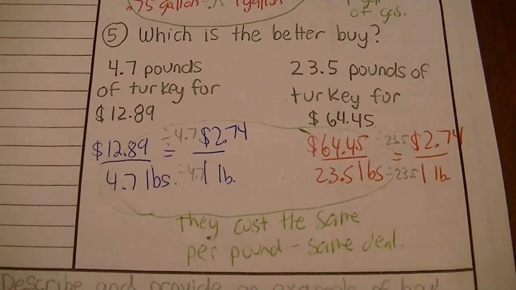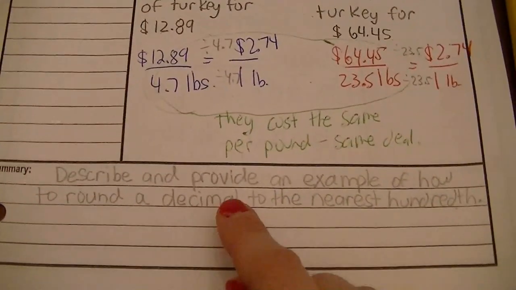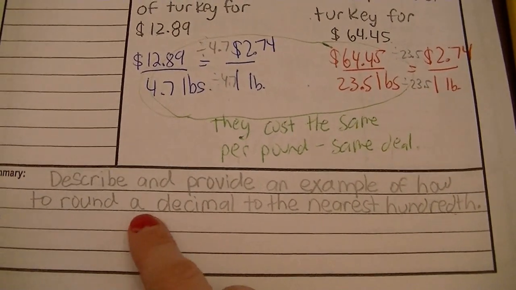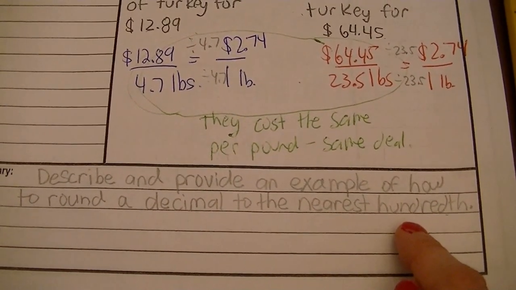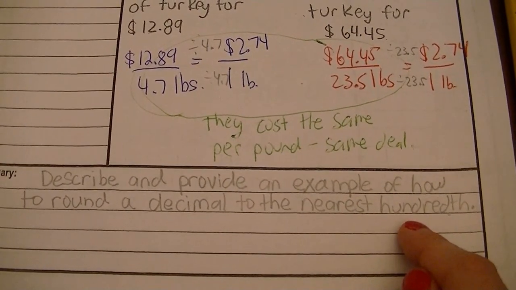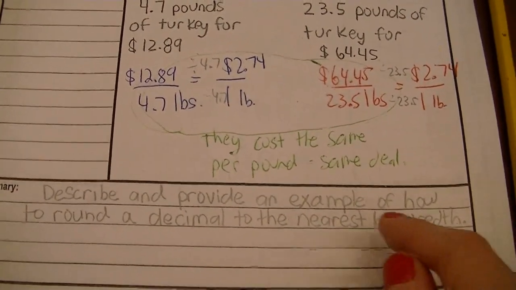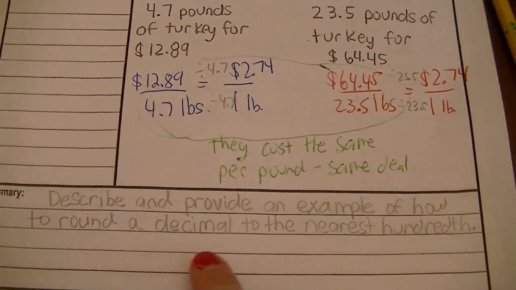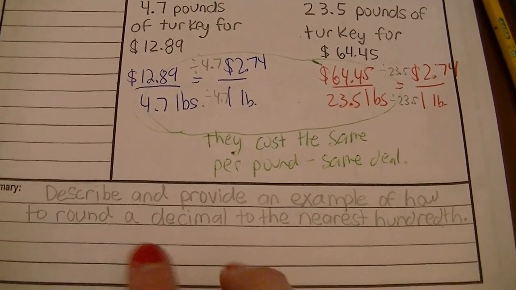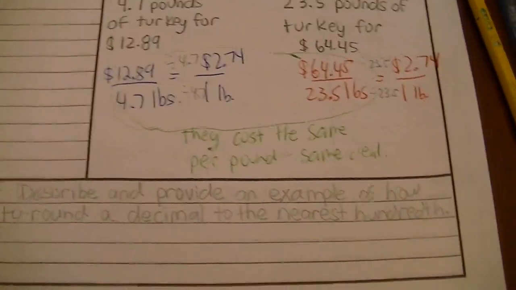Okay, to answer the summary, you need to describe and provide an example of how to round a decimal to the nearest hundredth. Okay, so you do have to provide an example, and it's kind of neat that we just had an example right up here that you could use if you want, or you could be creative. So describe and provide an example of how to round a decimal. When you have a decimal, how do you round it to the nearest hundredth place?